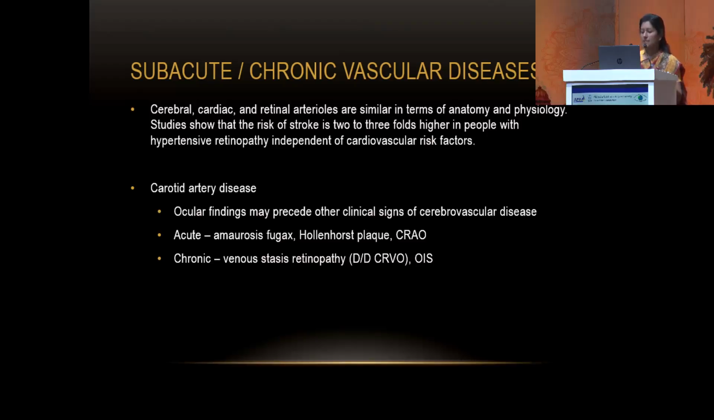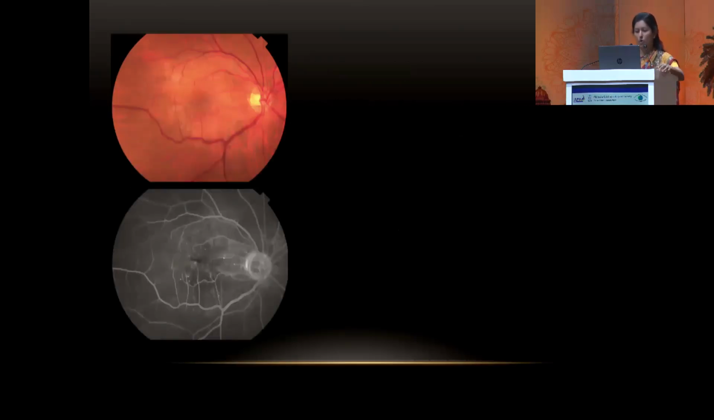In chronic cases, we get what is known as venous stasis retinopathy, and this can easily be confused with central retinal vein occlusion. But I'll show you some cases here. The typical picture is the sludging of the blood in the veins. The veins become darkened, as it is classically said. The hemorrhages are not as much as CRVO, and the angiography clinches the diagnosis.